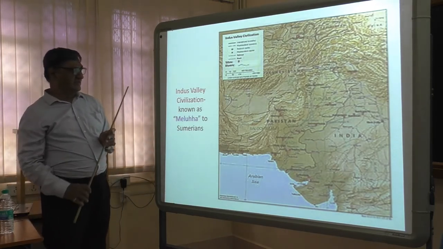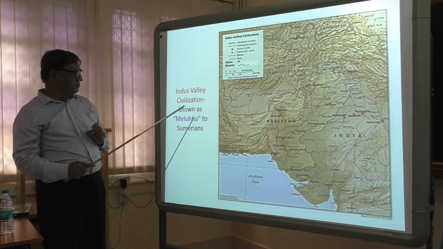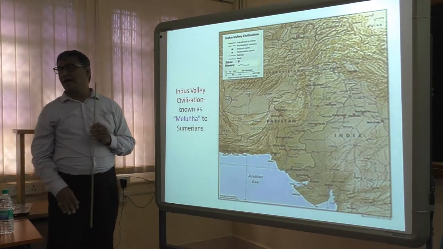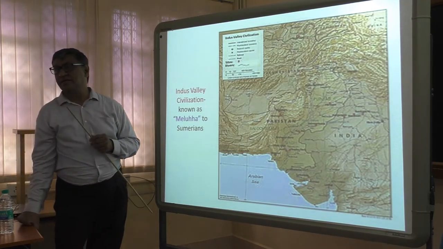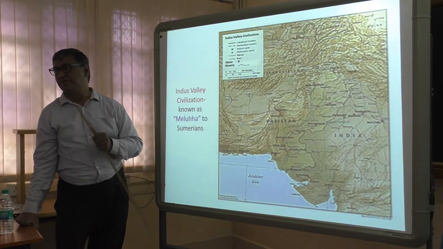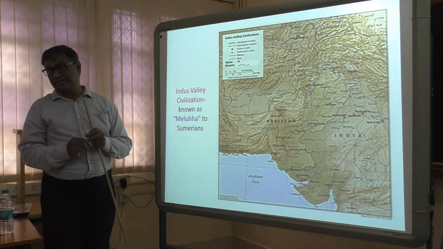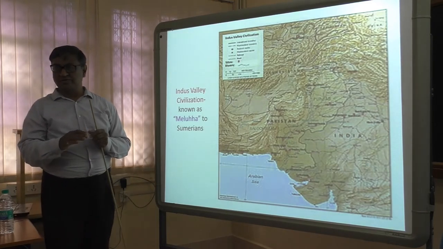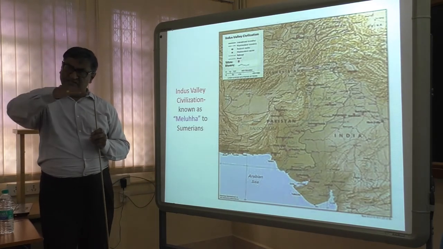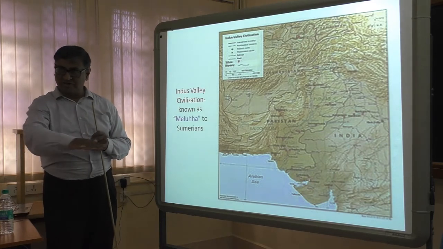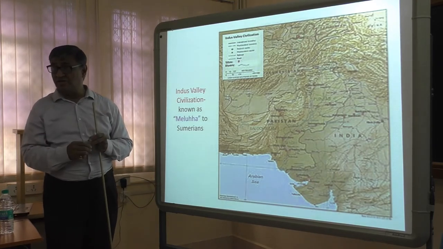The Sumerians used to call the Indus Valley civilization Meluhha. And people say that the word Meluhha is a form of the Tamil word mel aham. Because in the Indus Valley, most of the cities were built on a raised platform, not on the ground, because the area floods.